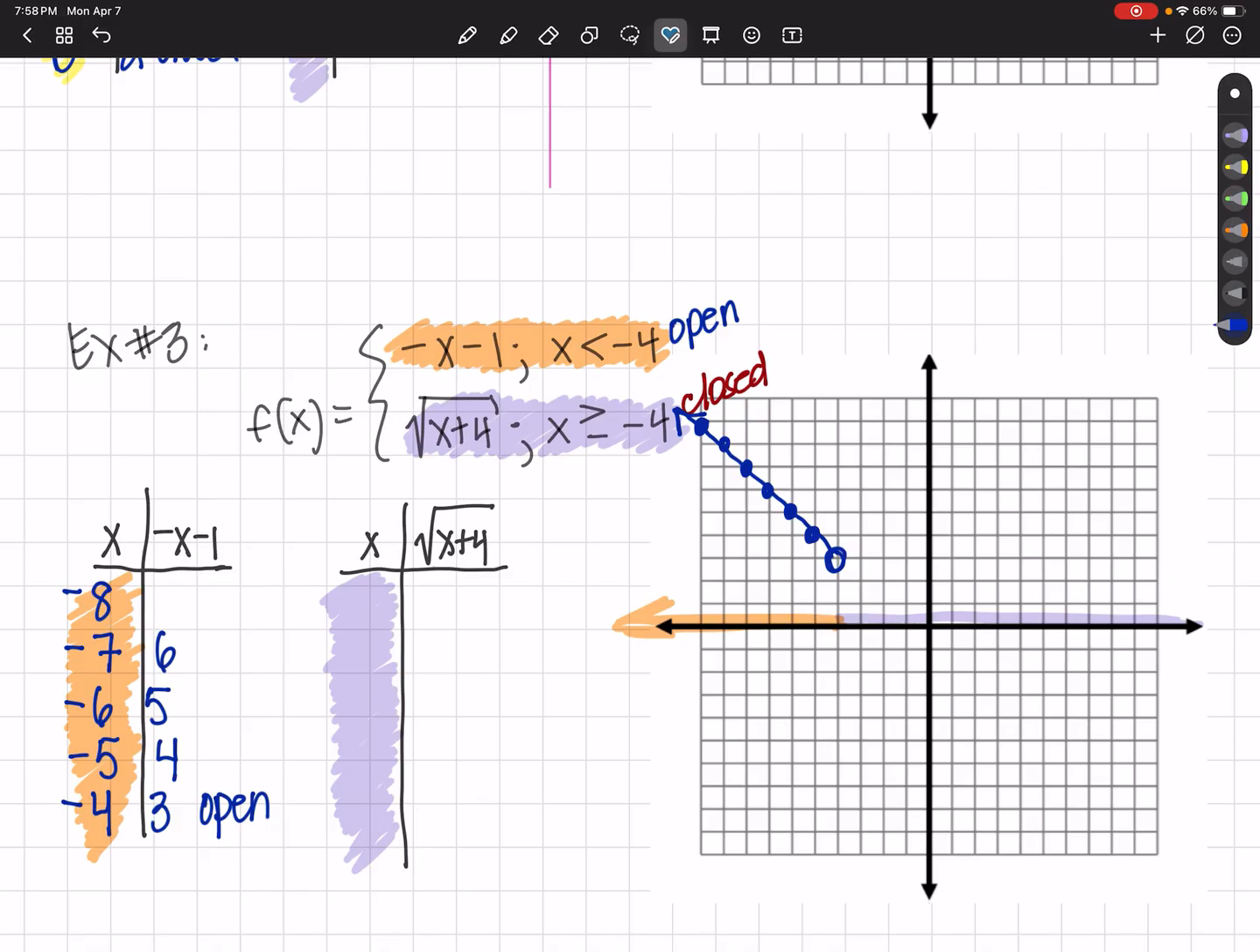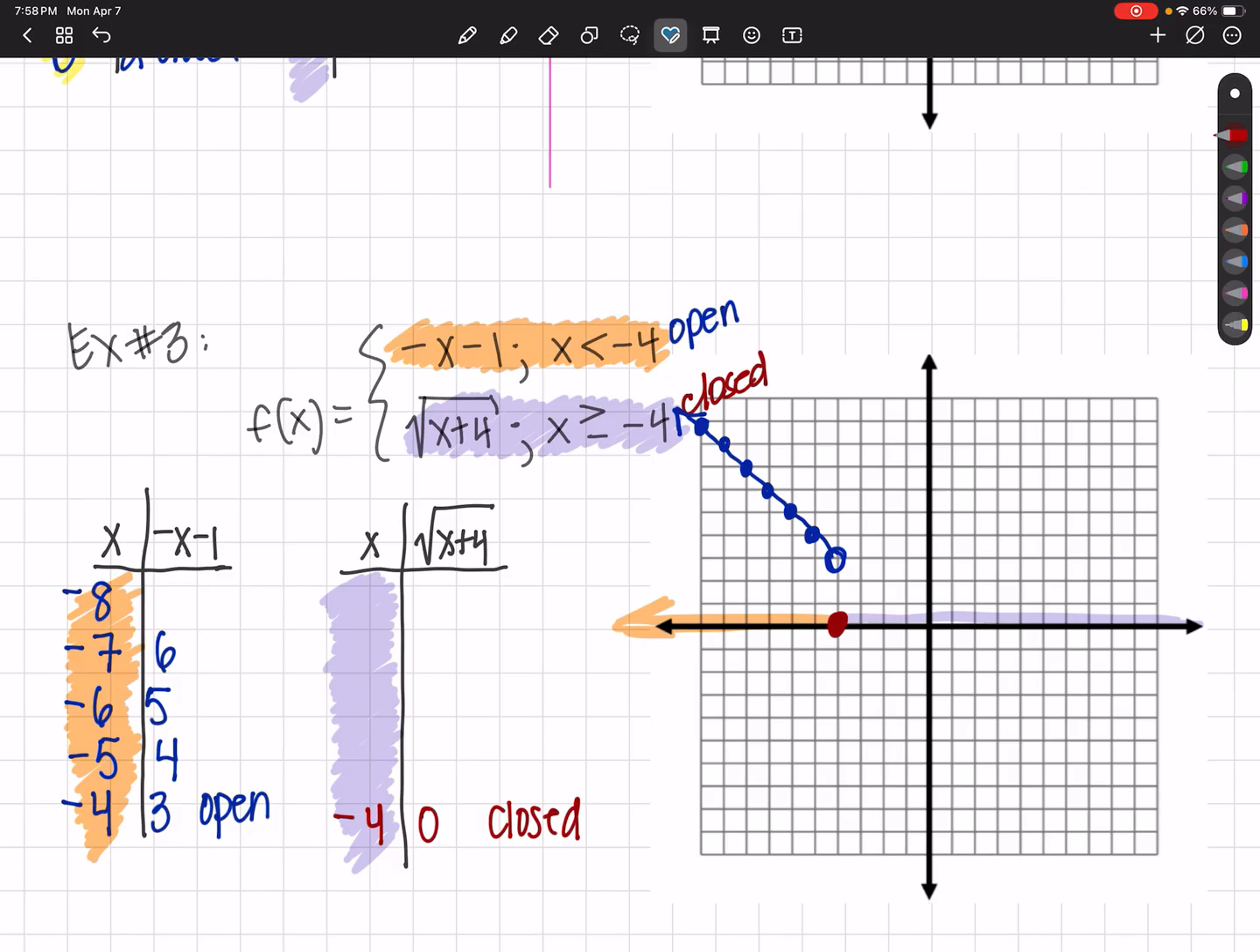Now we've got the closed circle that we have to worry about. So I'm going to come over here and I'm going to put a negative 4 in. This time this result is going to be a closed circle. When I put a negative 4 in, we get negative 4 plus 4 is 0, and the square root of 0 is 0. So negative 4, 0 is a closed circle.